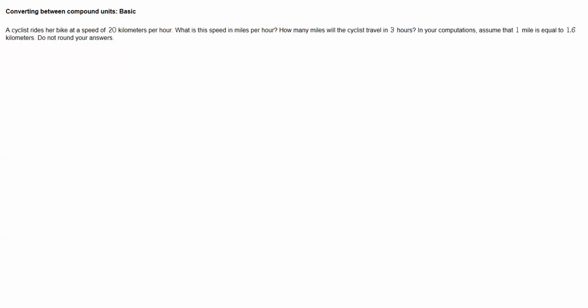In our first question, it says a cyclist rides her bike at a speed of 20 kilometers per hour. I'm going to set that up to look like a rate: 20 kilometers per 1 hour. The question asks us, actually there are two questions, what is the speed in miles per hour? And then how many miles will the cyclist travel in 3 hours? In your computations, assume that 1 mile is equal to 1.6 kilometers, and we are not to round our answer.